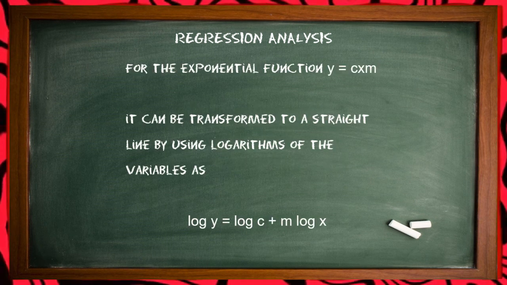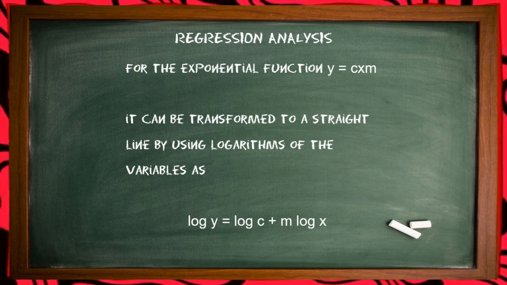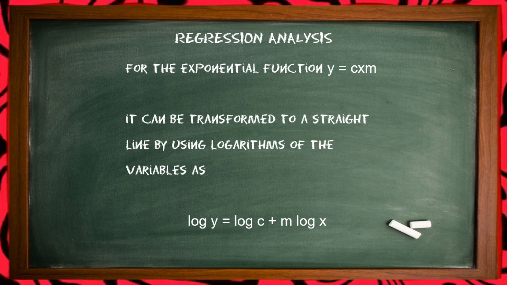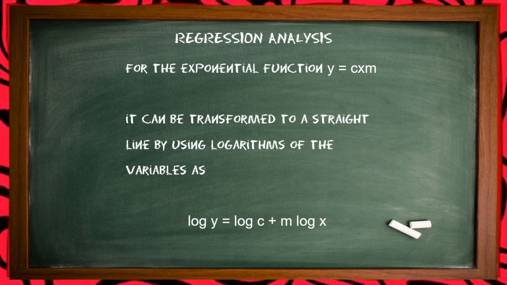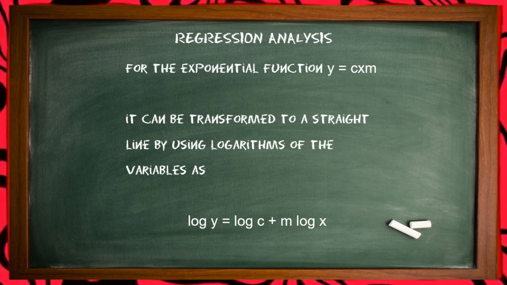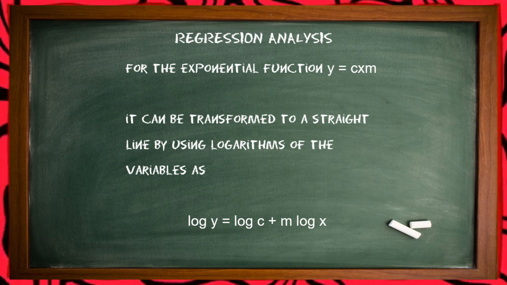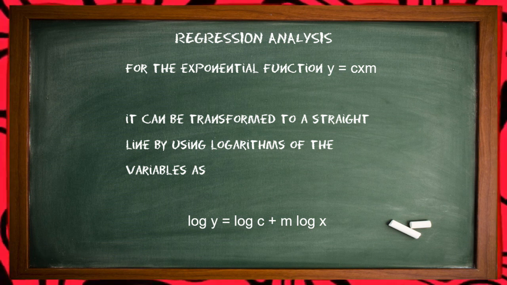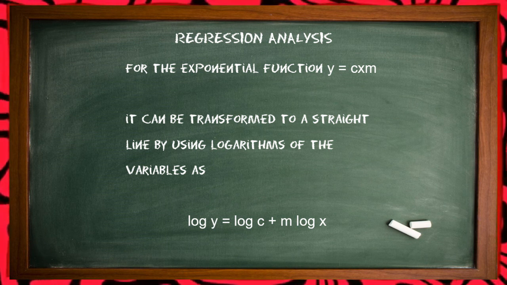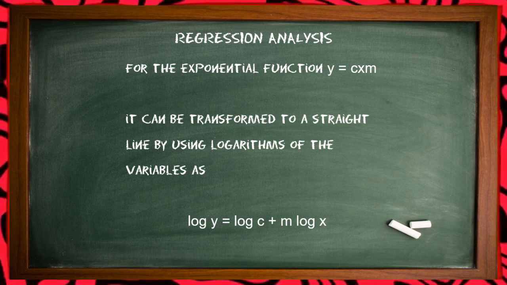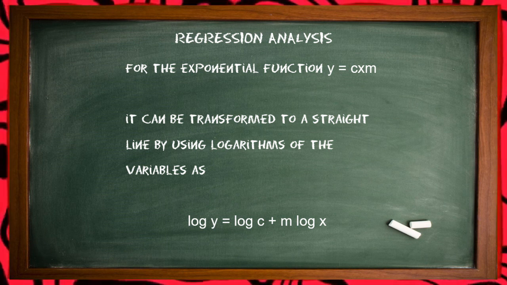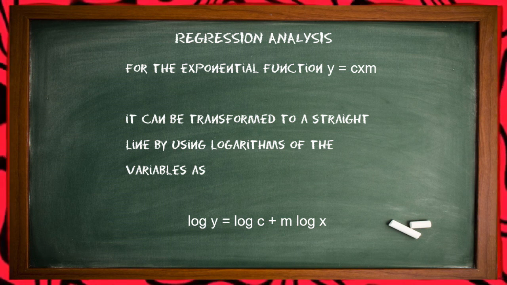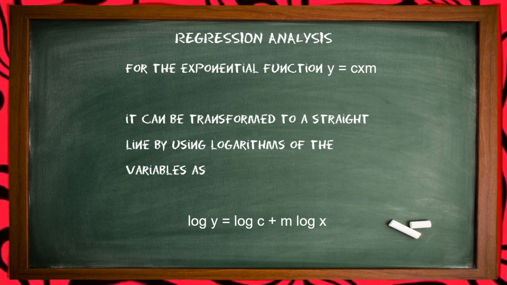For the exponential function y = cx raised to the power of m, it can be transformed to a straight line by using logarithms of the variables: log y = log c + m log x. By putting log x equal to x, log y equal to y, log c equal to a, and m equal to b, the function can be solved for a and b, and the exponential function can be determined.